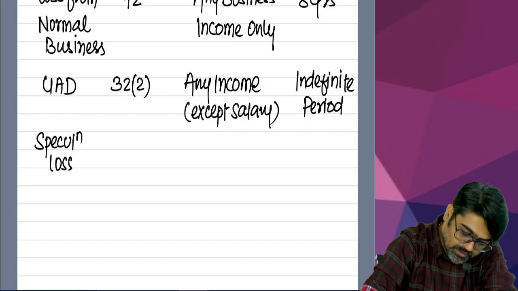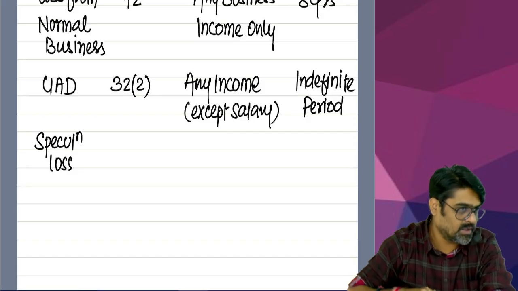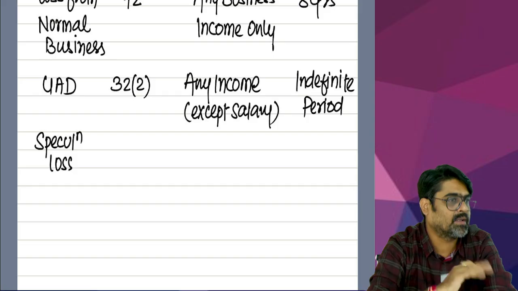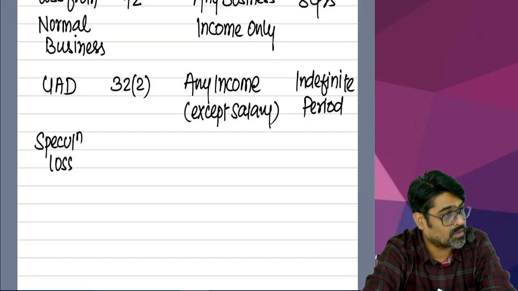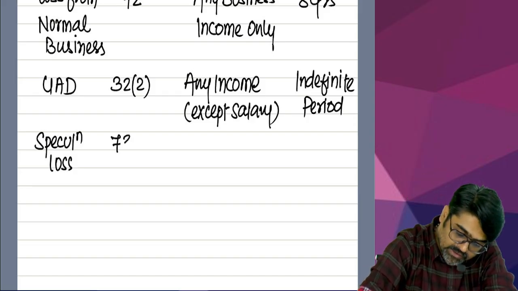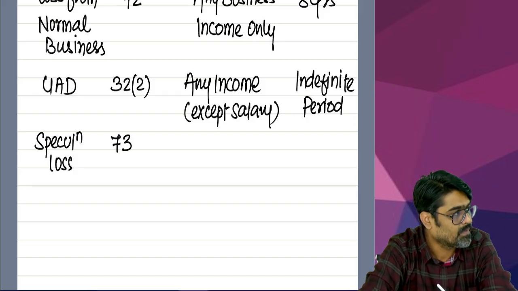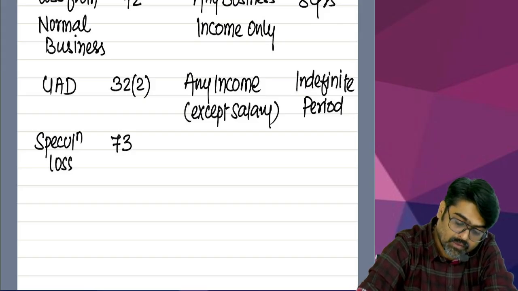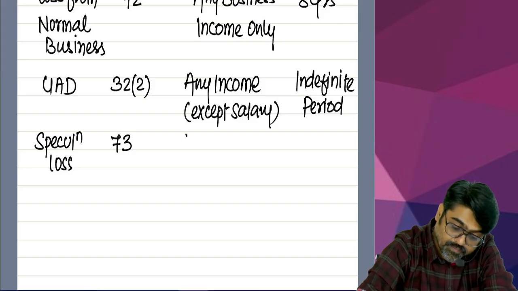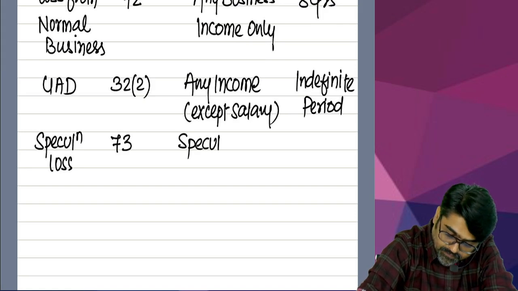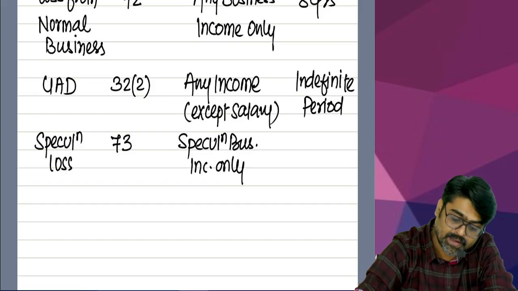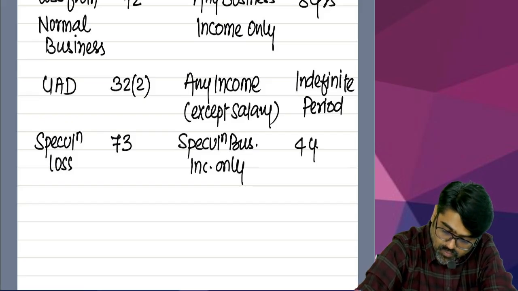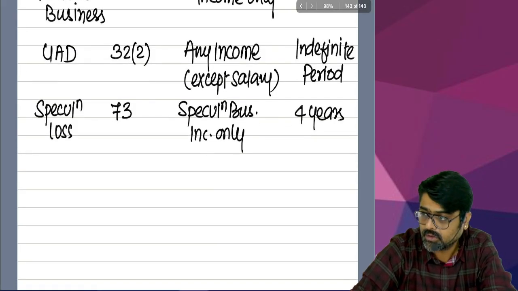Now, can you have a loss from speculation business? Speculation loss, tell me yes or no. Speculation loss this year could not be adjusted from another speculation business income, and it cannot be set off against any other head also. So section 73 says that it will be carried forward. And after it's carried forward, it will be set off only against speculation business income only. Yes or no? And it can be carried forward for maximum 4 years. How many years? 4 years.